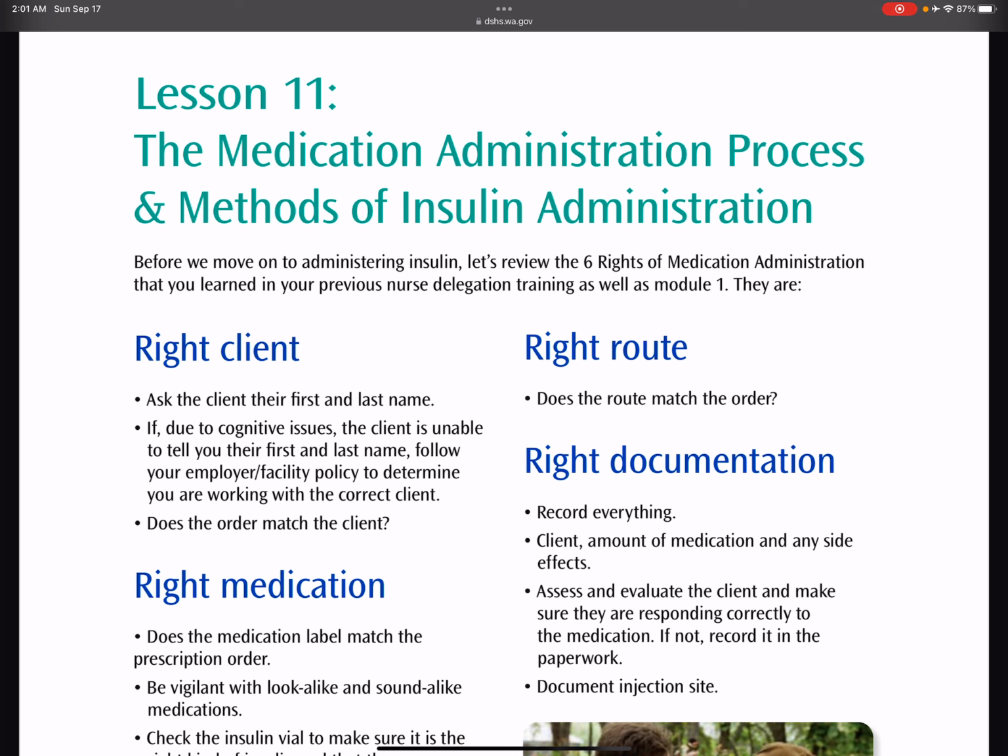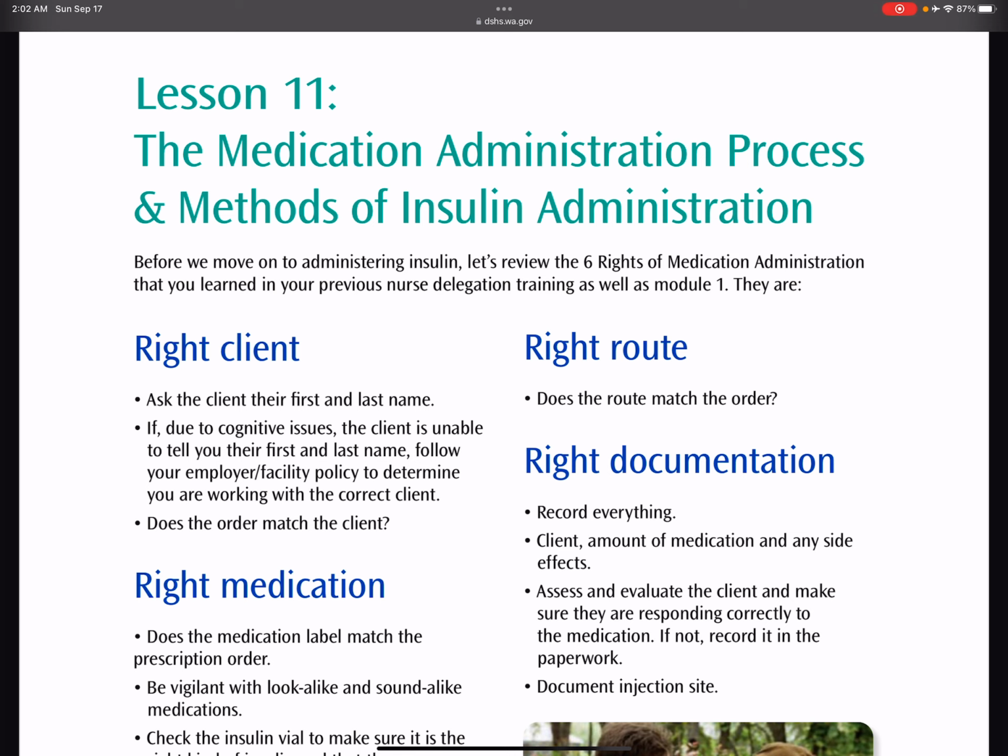The other thing you need to remember is that you have to check the 6 rights of medication administration 3 times before you administer insulin. The first time is at the start of setup, as you are gathering the medication administration record, insulin, syringe, and alcohol wipes. The second time is during setup, when you are drawing the insulin from the vial into the syringe. The last one is after you have the dose in the syringe.